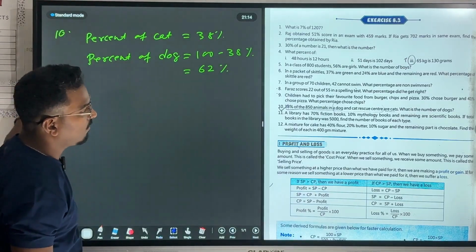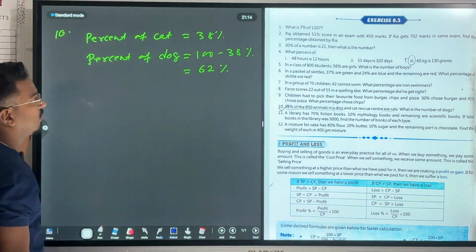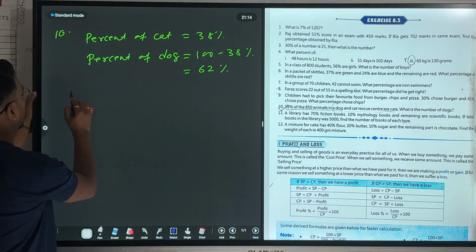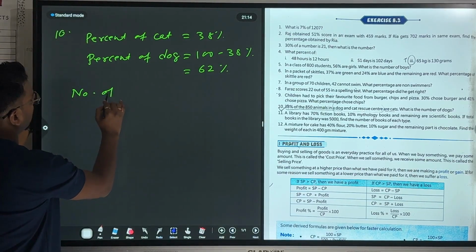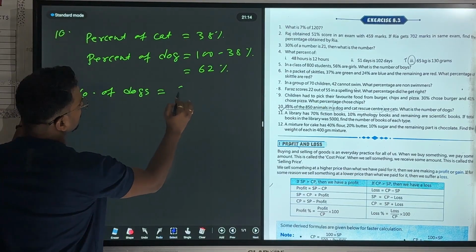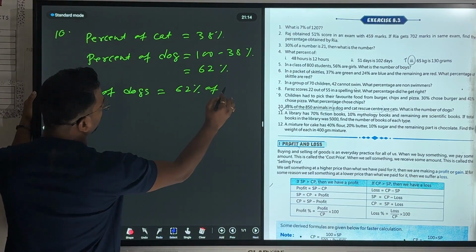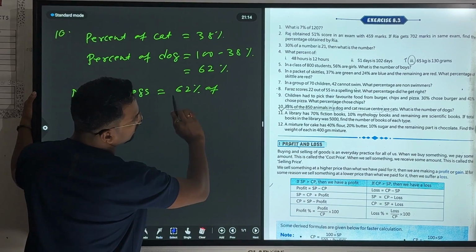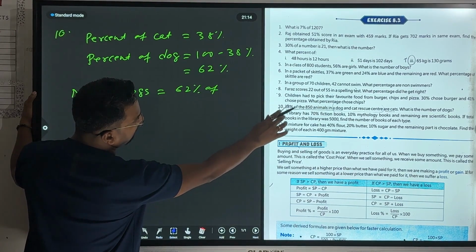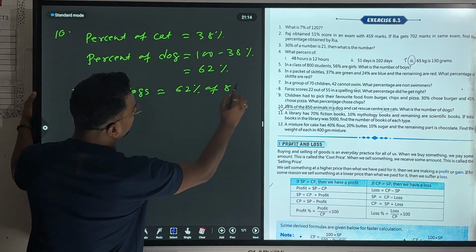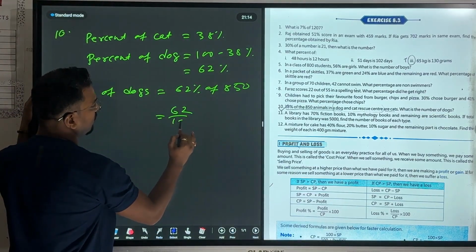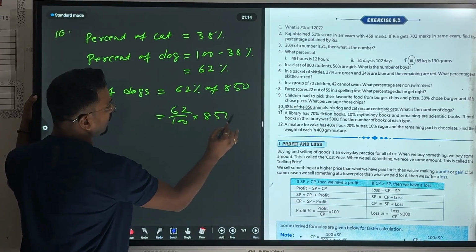Now you have to find what is the number of dog. So here it is given percentage of dog is 62. So number of dogs equals 62% of how much? Total how many dog were there? Or total how many animal were there? 850. So 62 out of 100 into 850.